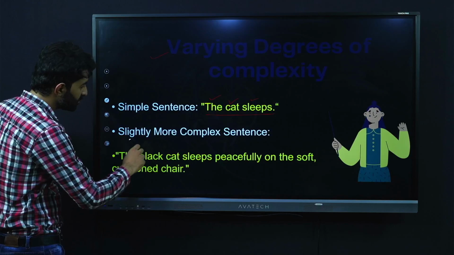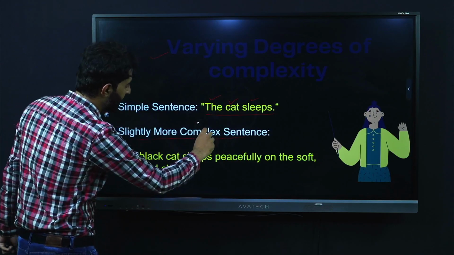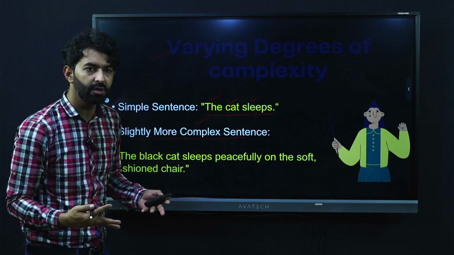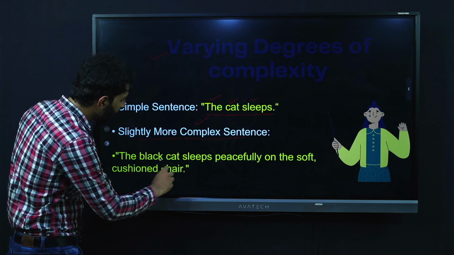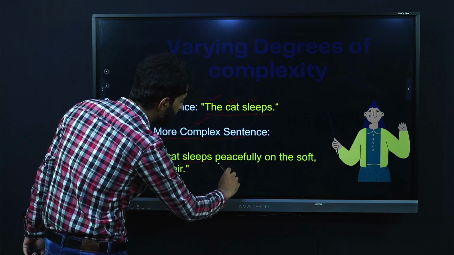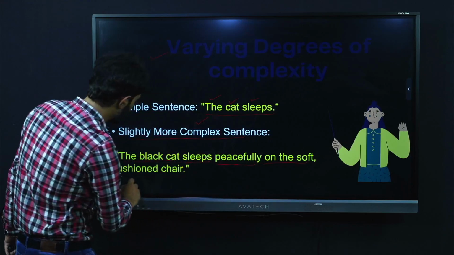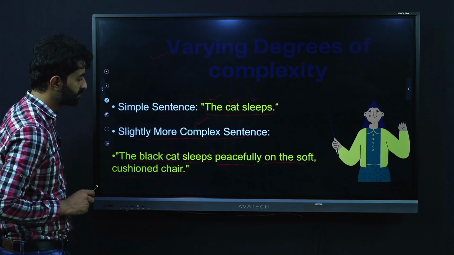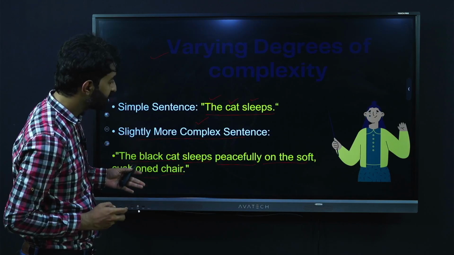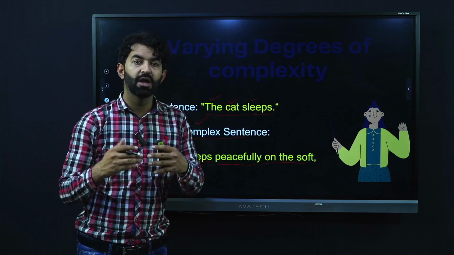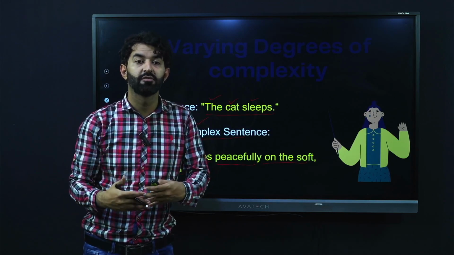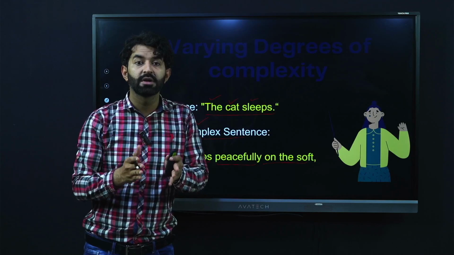Now, let's look at this complex one. Complex means a little difficult, a little upgraded. Now, the black cat sleeps peacefully on the soft cushioned chair. You can see that it is the same sentence, but we are adding more variety, variation, and different degrees.